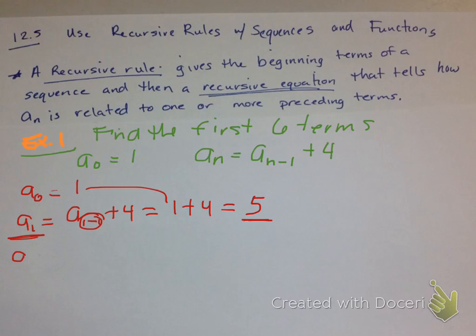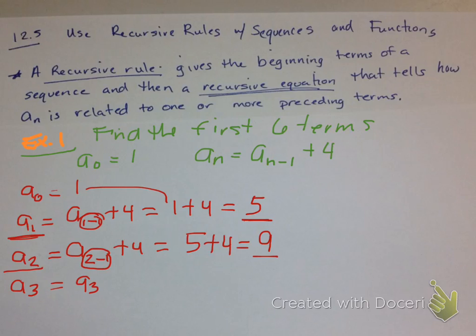Then I have to find my a sub 2. So I'm going to do a 2 minus 1 plus 4. But what is 2 minus 1? 1. So who's my a sub 1? 5 plus 4 is 9. Do you see what's going on? So my 9 is really my a sub 2. Then I find my a sub 3, which is 3 minus 1 plus 4. So that would be 9 plus 4, which is 13.